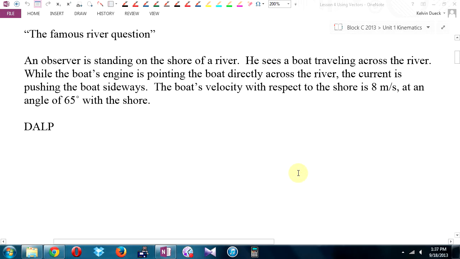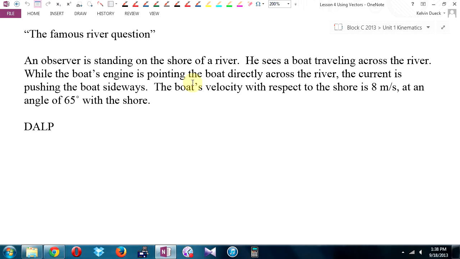So here's the first one. An observer is standing on the shore of a river. Check. He sees a boat traveling across the river. While the boat's engine is pointing the boat directly across the river, the current is pushing the boat sideways. And the boat's velocity with respect to the shore is 8 meters per second at an angle of 65 degrees with the shore. What does DULP stand for?